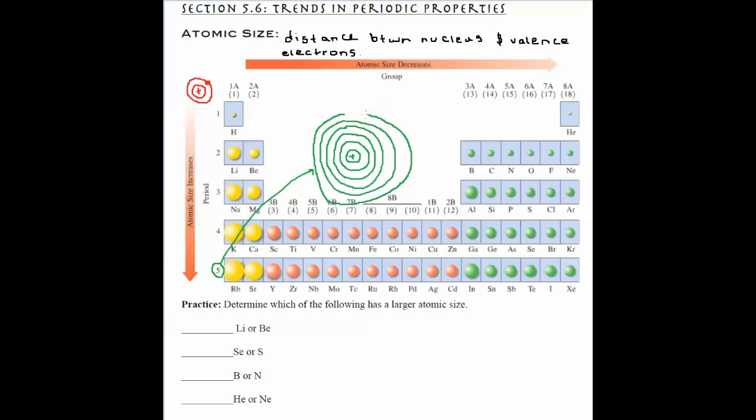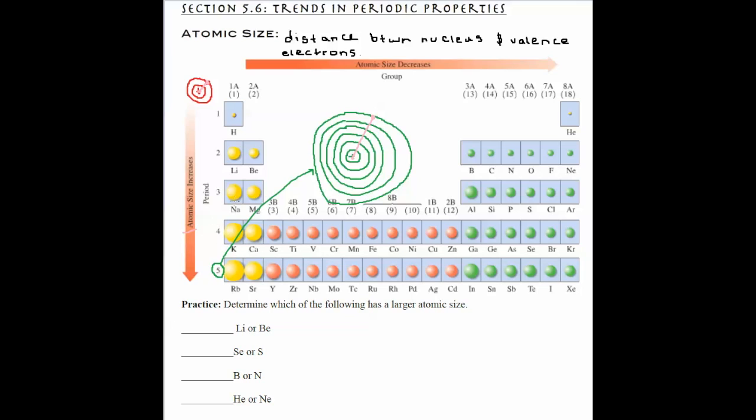Now, if I use the definition of atomic size now, and I say, okay, the atomic size is the distance between the nucleus and valence electrons. Here's the nucleus for hydrogen, and here is its valence electron. It would be this distance right here. For rubidium, its valence electrons are in the fifth energy level. Its nucleus is here, so it's that entire distance. So this is obviously larger than hydrogen. So as you move down the group, as it says right here, the atomic size increases.